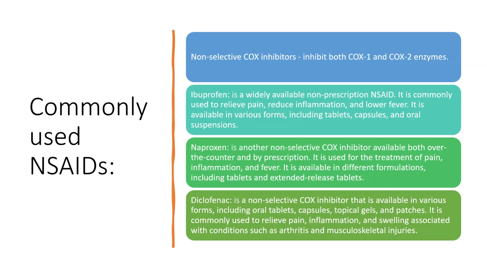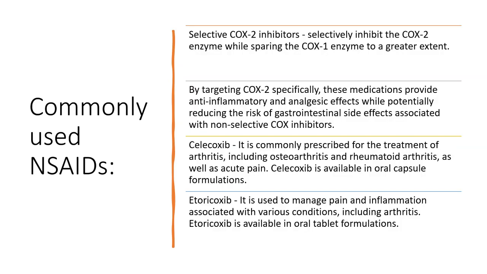Now, let's delve into selective COX-2 inhibitors, a subgroup of NSAIDs that target a specific enzyme known as COX-2. Unlike non-selective NSAIDs, which inhibit both COX-1 and COX-2 enzymes, selective COX-2 inhibitors primarily target COX-2 while sparing COX-1 to a greater extent. By honing in on COX-2, these medications offer potent anti-inflammatory and analgesic effects, potentially minimizing the risk of gastrointestinal side effects commonly associated with non-selective COX inhibitors.